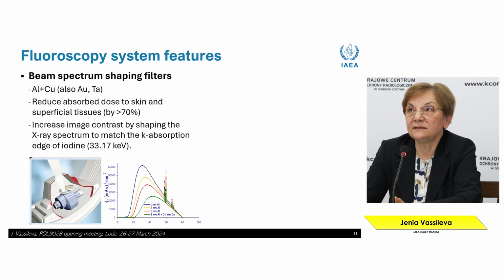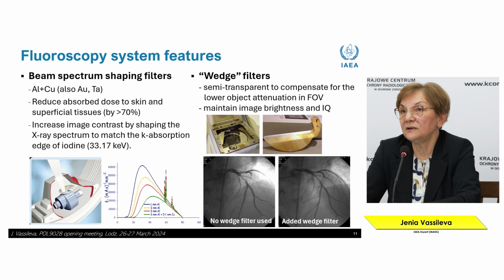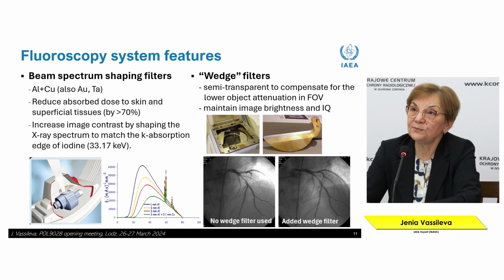Another feature is the beam spectrum shaping filters. I mentioned copper filtrations, but there are also other filtrations used to shape the spectrum, depending especially if a contrast material is used, to fit the best the absorption edge of the iodine, and also the wedge filters that are very important, especially in cardiology, to maintain image brightness and image quality, but they also, of course, help reduce dose.